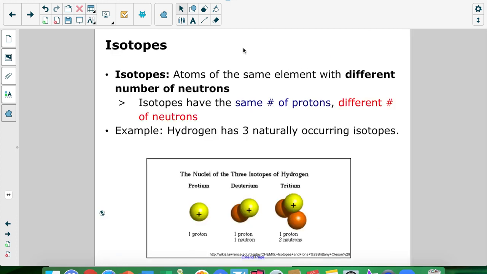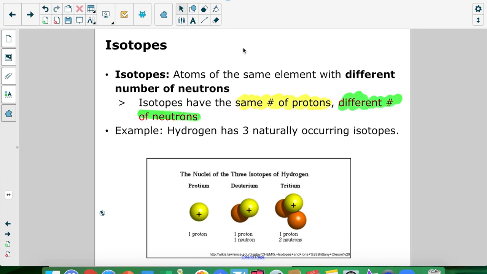What are isotopes? Isotopes are atoms of the same element that have a different number of neutrons. In order to be atoms of the same element, they have to have the same number of protons. But what makes them be isotopes is that they have different number of neutrons, okay? And because they have the same number of protons, they belong to the same element, and the different number of neutrons makes them be different isotopes of the same element.